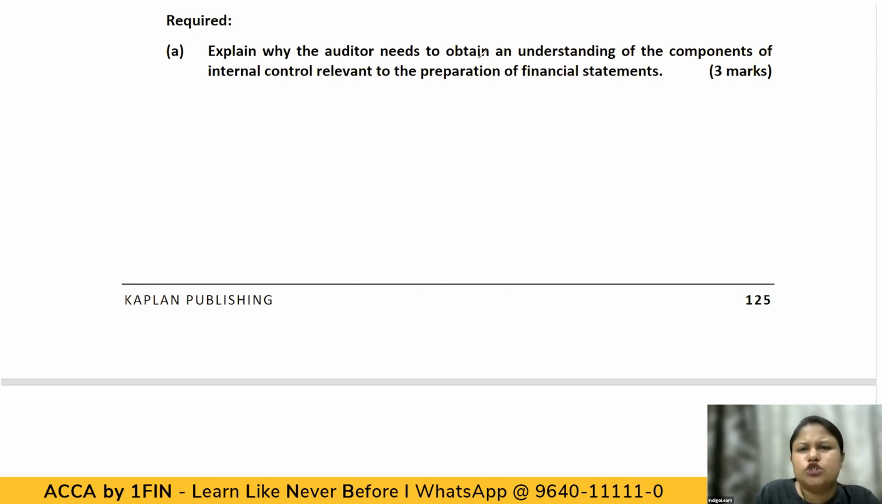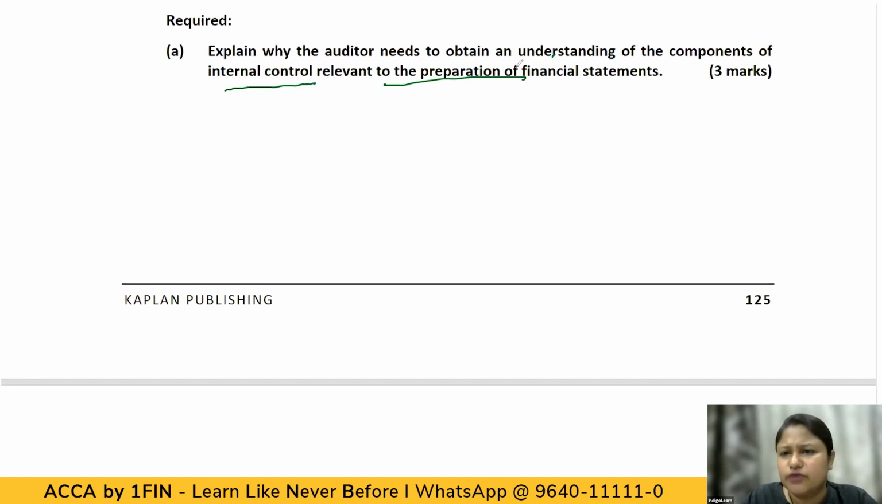Explain why the auditor needs to obtain an understanding of the components of internal control relevant to preparation. And this is not even a requirement of the reading of the scenario. You know why? As a part of the audit, we are very much concerned with the financial statements, but because of the volume of the financial statements, it becomes very important, as a part of deciding substantive procedures, that we look into internal controls. If the auditor believes the internal controls are good, he will perform the test of controls. And if the test of controls tells the control risk is low, then the substantive procedures also will come down. So basically, the overall auditor's efforts also will come down.